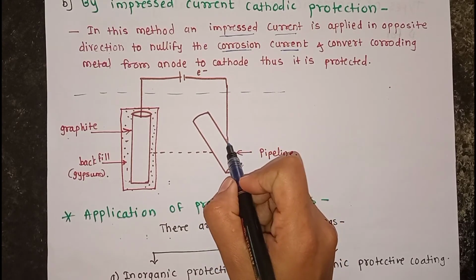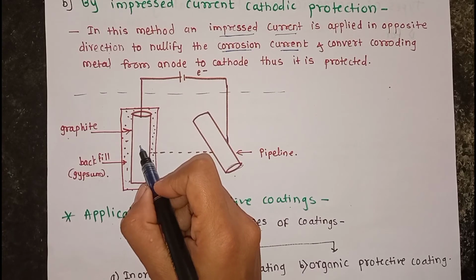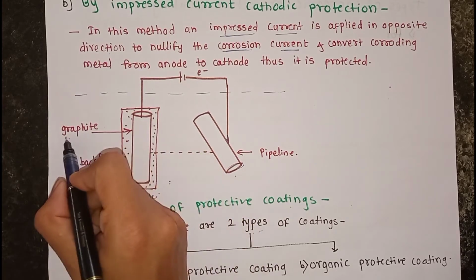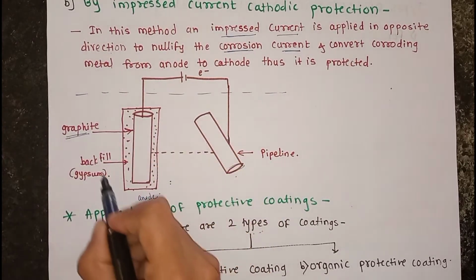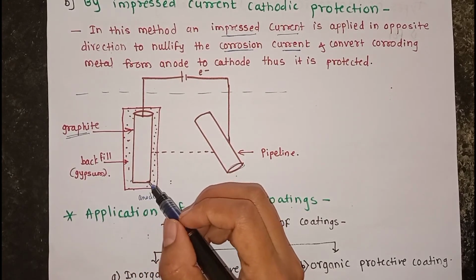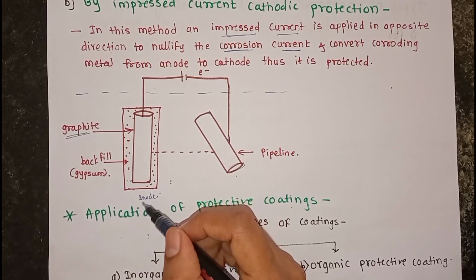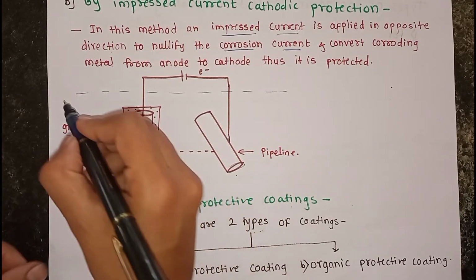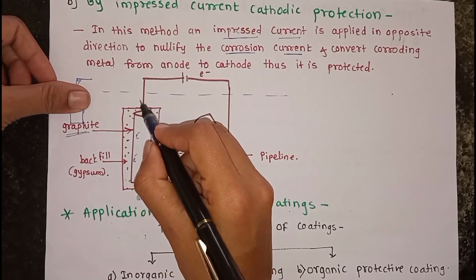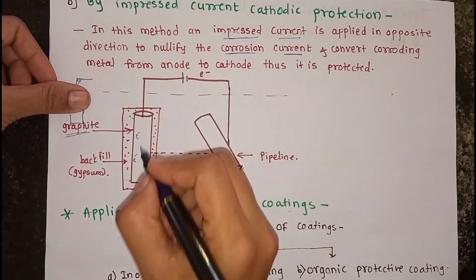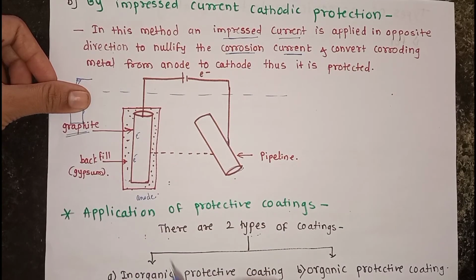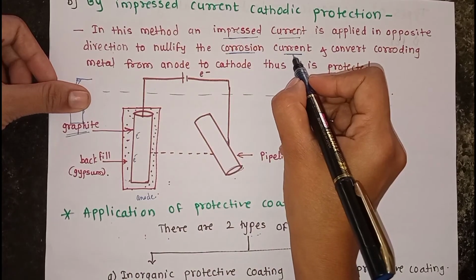This underground pipeline is connected to another metal which acts as an anode. But in this method, this anode is graphite, and there is a backfill, which is filled with gypsum. This anode begins to corrode, and at that time we have to protect this anodic part. Electrons are lost at this anode and transferred from anode to cathode. So there is a corrosion current. When corrosion starts at the anode, the corrosion current flows.